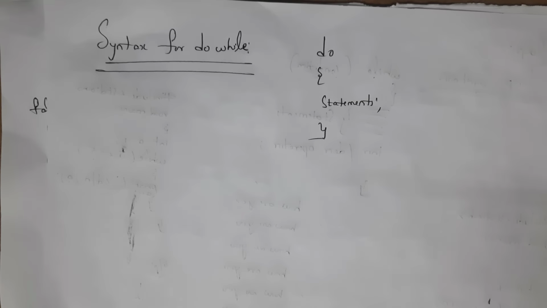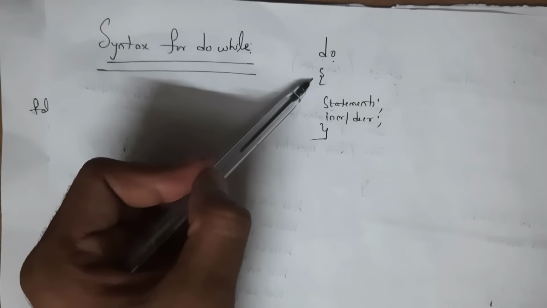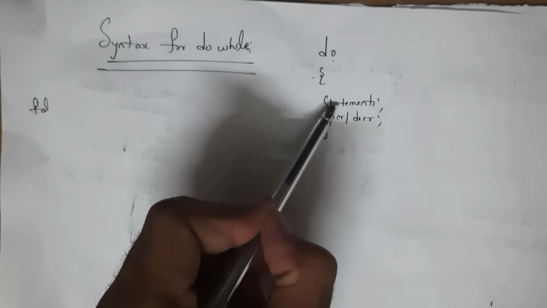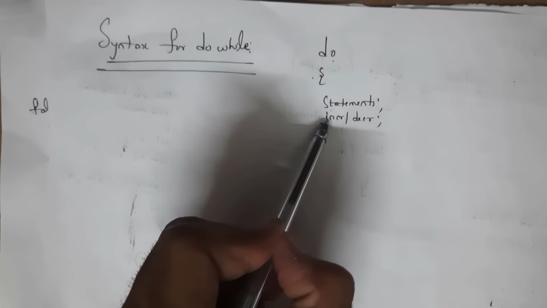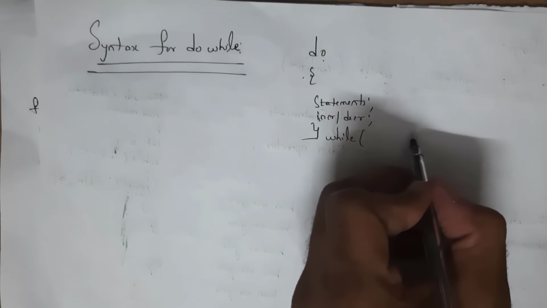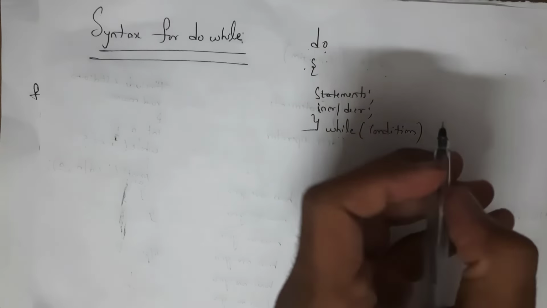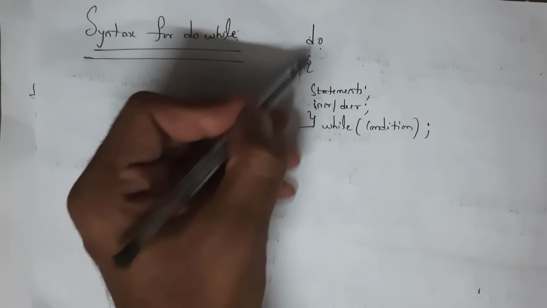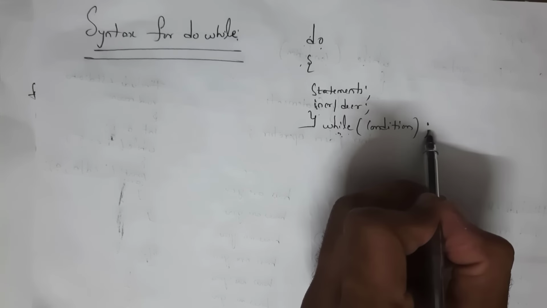This is the syntax for the do while loop. At first you need to write do. Inside this do, you need to give some statements, and at last you need to give an increment or decrement operator. Then write while, and inside the brackets you need to give the condition. And remember one important thing: you definitely need to use a semicolon. For the do while loop, after the while condition, at last you need to give a semicolon.